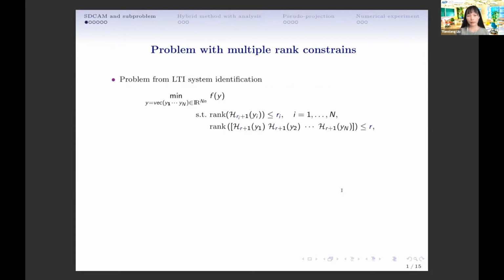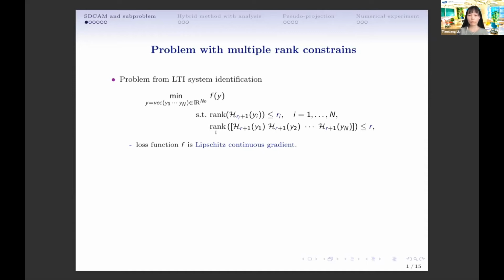So first, we look at the problem, which comes from linear time-invariant system identification. This is a problem in the control area. The goal of the problem is to minimize a loss function f, which is supposed to have a Lipschitz continuous gradient. And the loss function here normally represents some measurement between the noisy signals and the true signals.